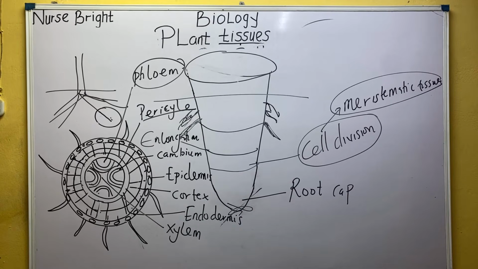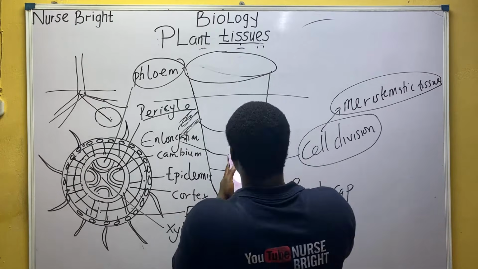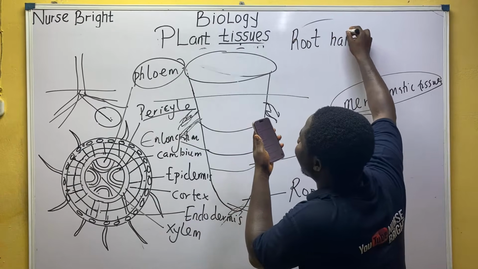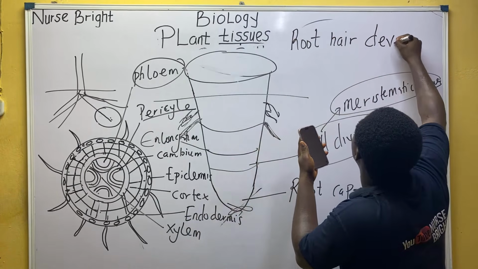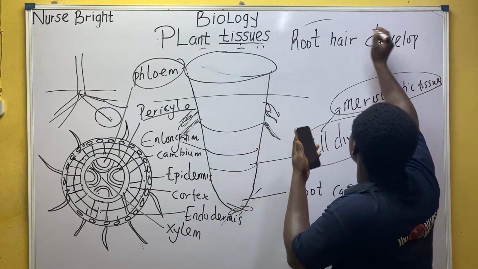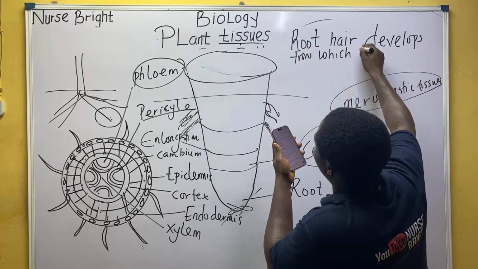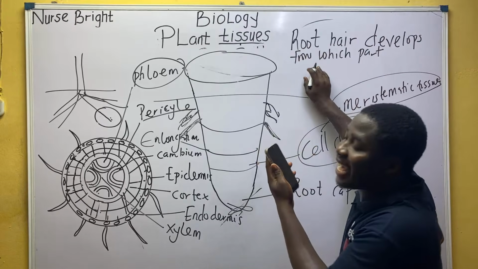All these things are essential. Note them, they will help you a lot. So without wasting time, let us answer questions that pertain to what I just said. You can see, this is a JAMB question. It says, root hair develops from which part? Everybody tell me.